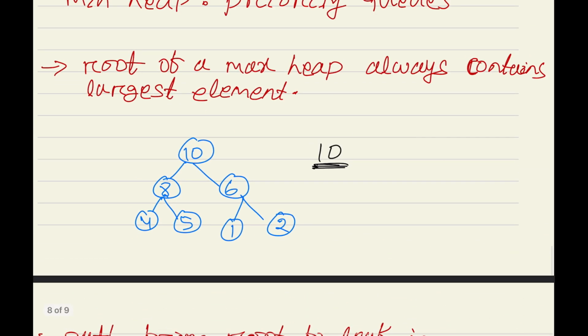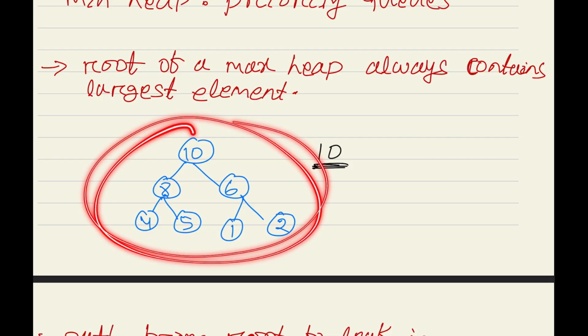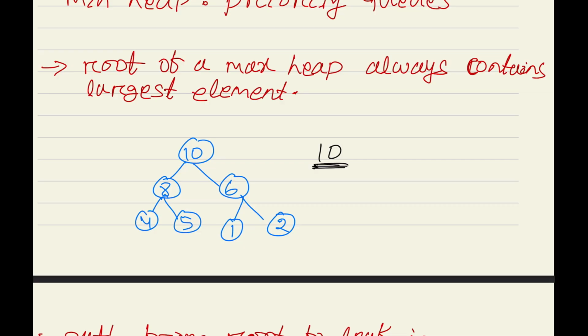So here you can see this is a max heap. Now we will see the path from root to leaf. We can consider this path: 10, 8, then 4. So it is decreasing. Similarly, you can consider this path from root to leaf: 10, then 6, then 1. So it is non-increasing or decreasing.